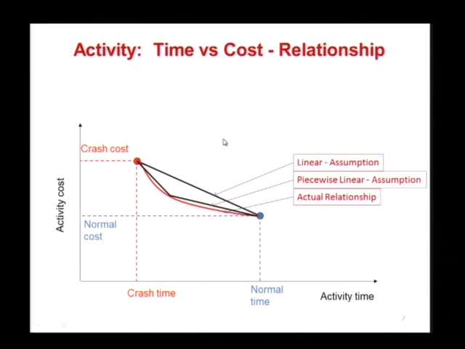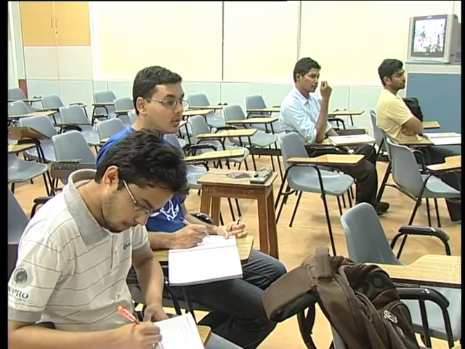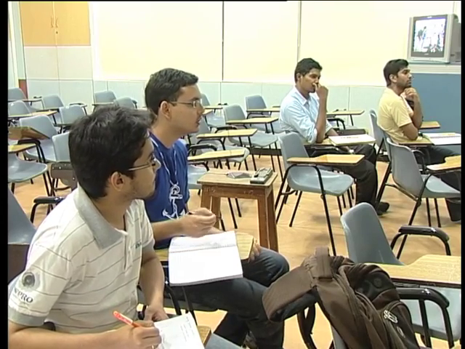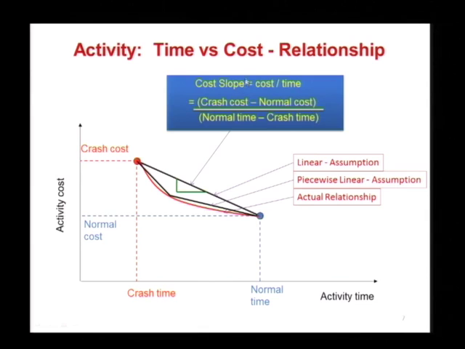Now what will the slope of this line indicate? Cost per unit time. Increase in cost per day of crashing: for each day of crashing, how much additional money do I have to spend for that activity? So we have this term which we have to use, the cost per unit time, and we are looking at it from a cost-you-have-to-spend point of view. We define it as crash cost minus normal cost, divided by normal time minus crash time. That will give us how much money I have to spend for each day of decrease in duration. So this is a basic concept.